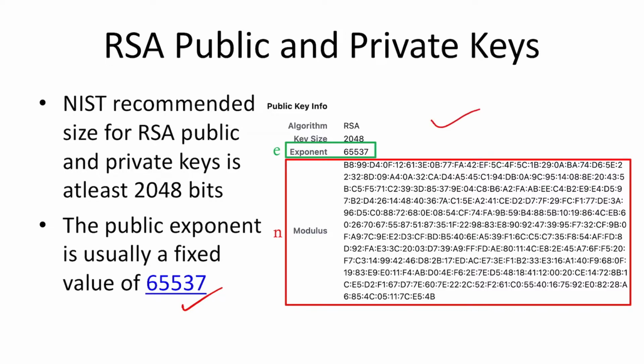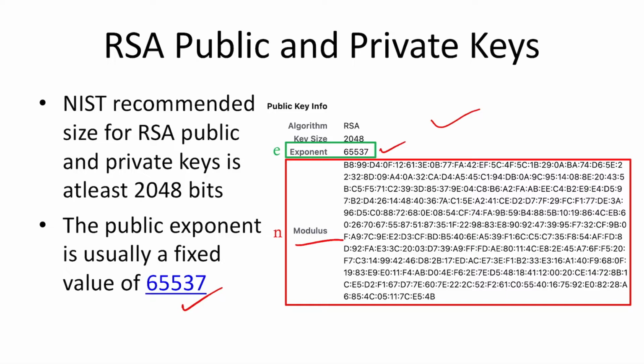And here is a public key of a website which is taken from its digital certificate through the browser. And so you can see over here that we have 65537 as the public exponent in this public key, and we have a very large modulus or n value here shown in hexadecimal.